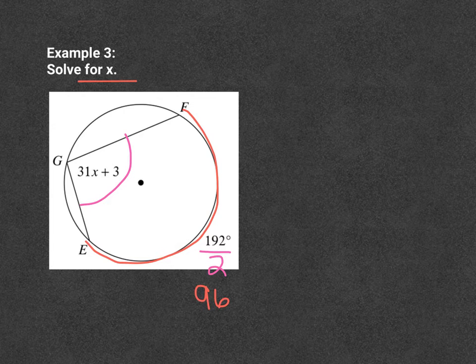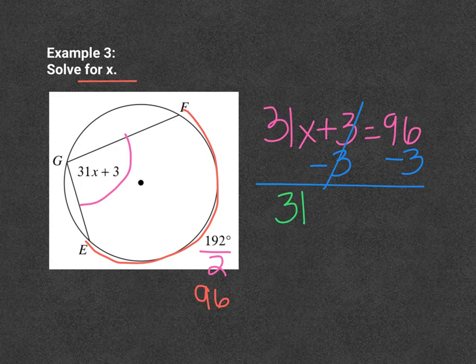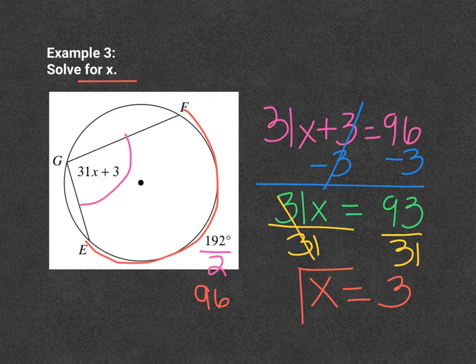So now I can write my equation. So I have 31x plus 3 equals 96. I need to move 3 to the other side, so the inverse of a positive is a negative. So I'm going to subtract 3 from both sides. This will cancel out. I'm going to bring down 31x equals 96 minus 3 will be 93. Now I'm going to divide both sides by 31 to isolate x. This will cancel out. X equals 93 divided by 31 will give me 3. So that means that x equals 3.